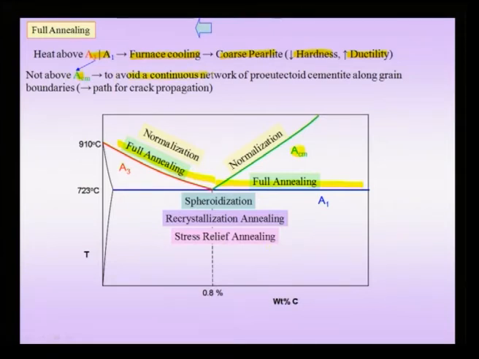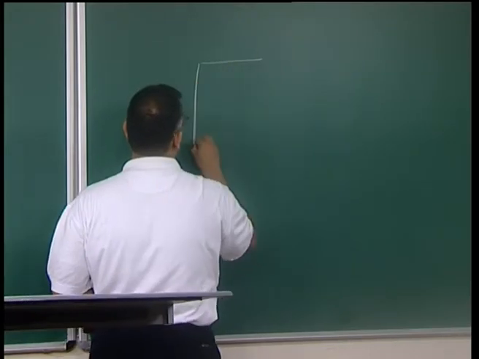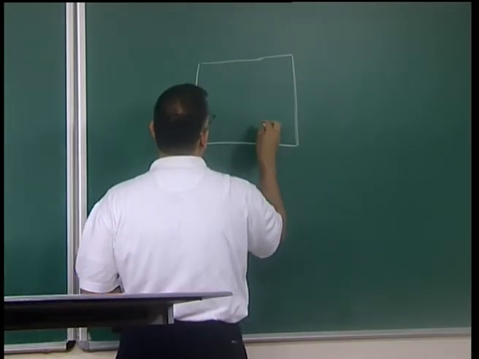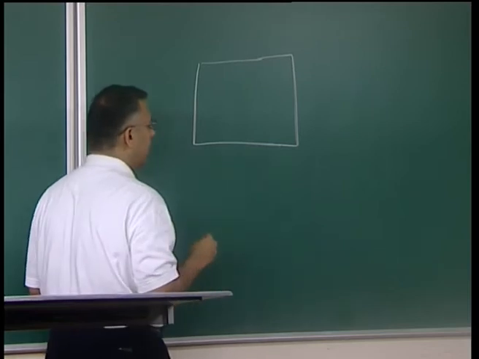This is to avoid a continuous network of pro-eutectoid cementite along the grain boundaries, and we have noted previously, and I will go to the board to explain why this is so, that this continuous network is bad news as far as the properties go. So, for instance, suppose I now slowly cool and you have a polycrystalline austenite at high temperatures, and I do my heat treatment not above A1 but above ACM.